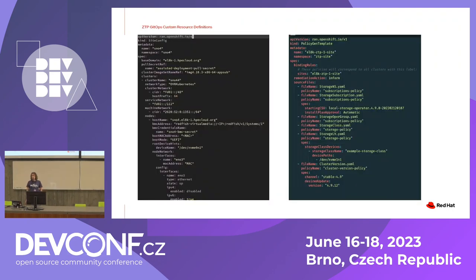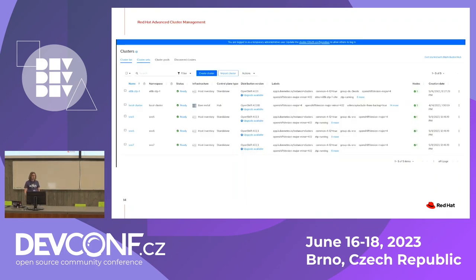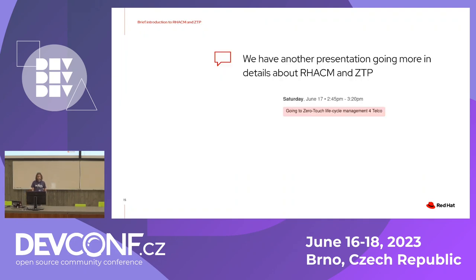Very quickly, because we will see this later, with the ZTP tools, we provide two new custom resource definition templates that allow you to define the cluster and the different configurations. This is just a screen capture of ACM. ACM is not only a UI, it's also a set of services that allow you to do all the things around installing clusters, monitoring, deleting nodes, whatever you need to do.